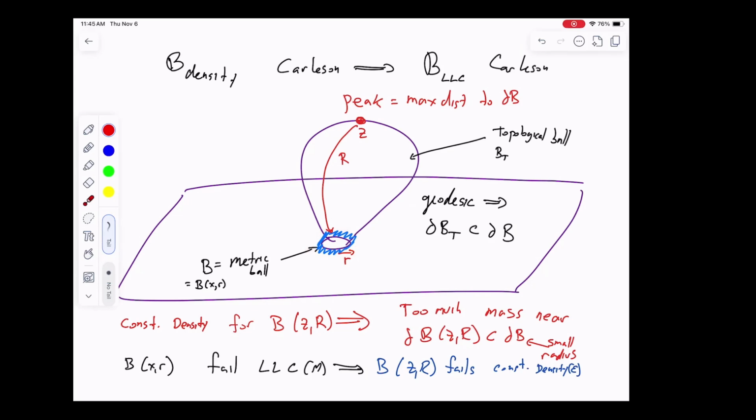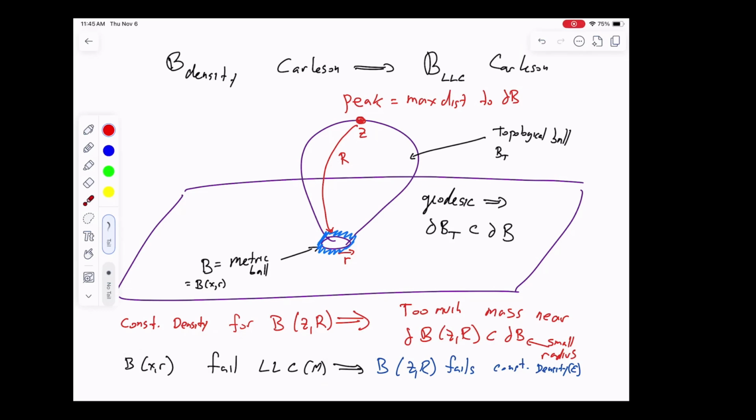Okay, so if I'll say it the opposite way: if the little ball fails LLC, then the big ball fails constant density. This requires some taking care of, and there's some topology, and this is one of the places where geodesic comes in.